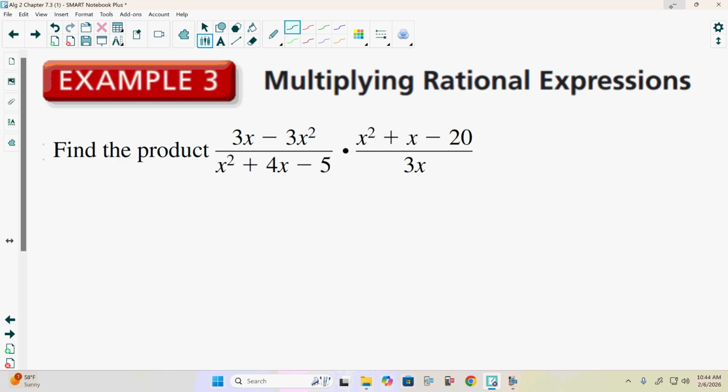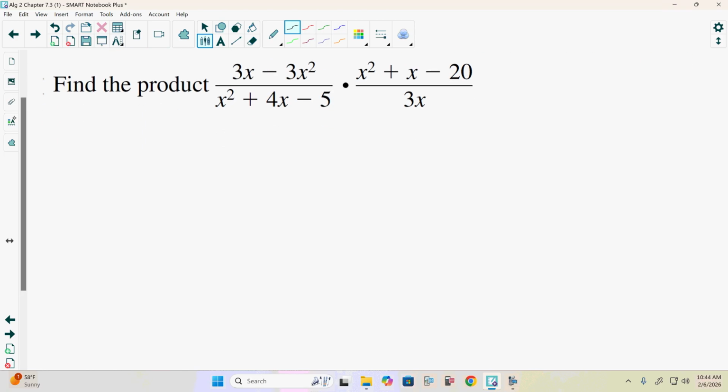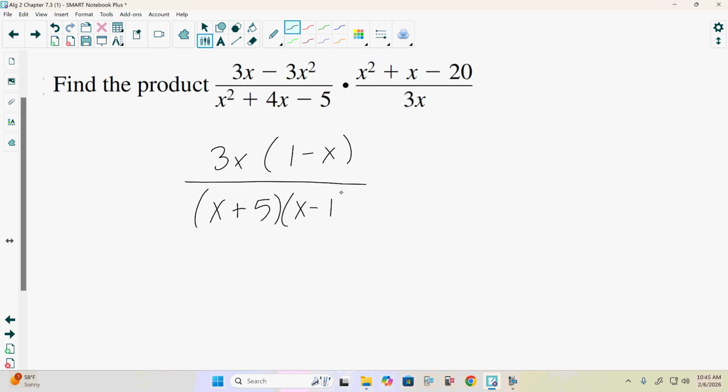Okay. So we started working on this one here, and we ended up stopping because we got to the point that we had 3x times 1 minus x over x plus 5 times x minus 1 in the first one. Our second one, we had x plus 5 times x minus 4 over 3x. So we finished factoring all the way through. We got to this point, yes?